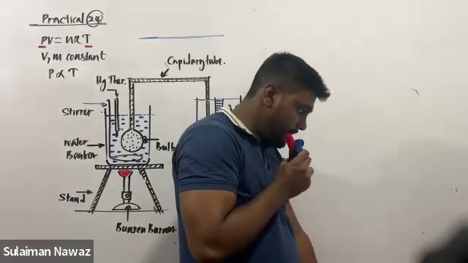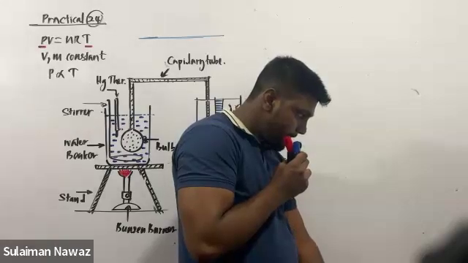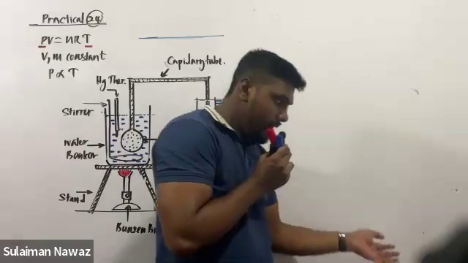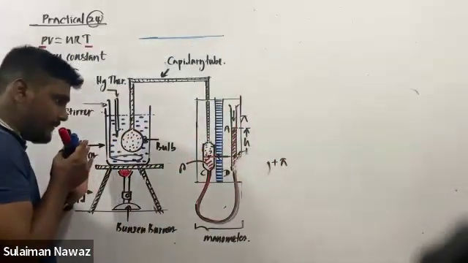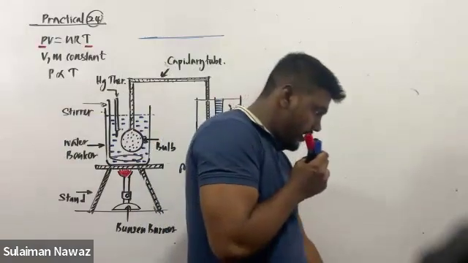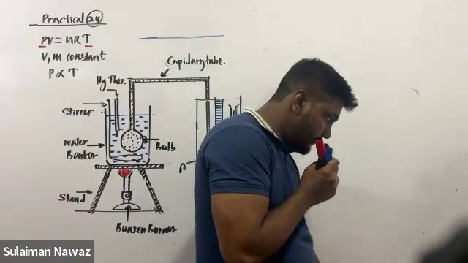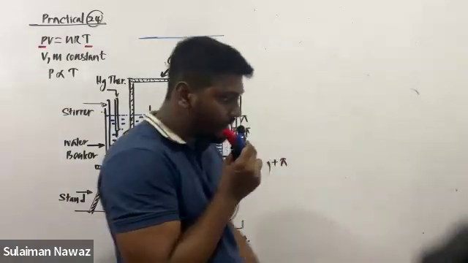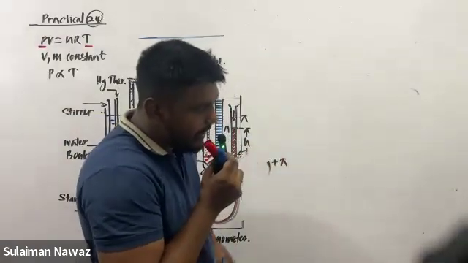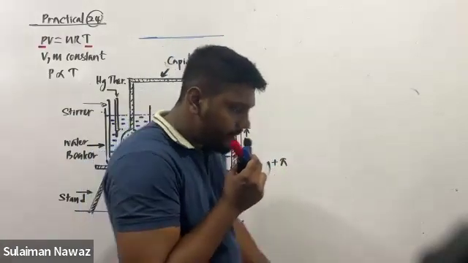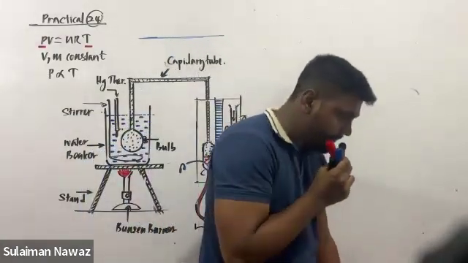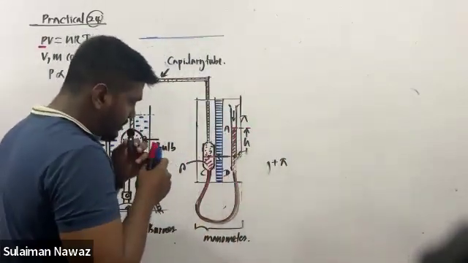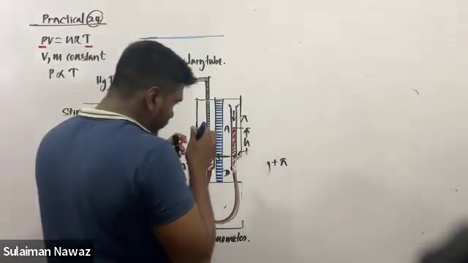Just write down a method. Under methods, write down: after immersing the bulb in water, arrange the tube AB. Always see what is AB.